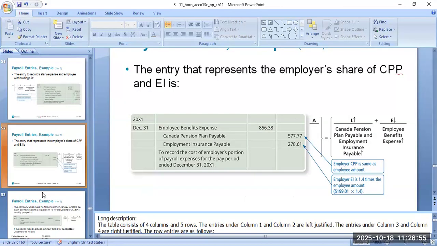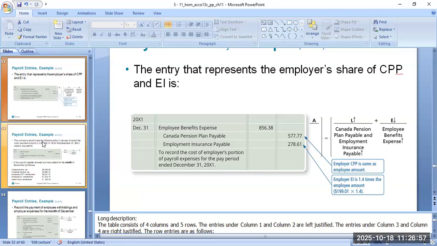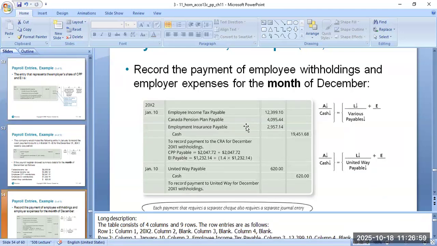Everything else is payable. And with the last entry, we have to clear all the payables. We're going to pay the employee income tax payable, Canada Pension Plan payable, employment insurance payable, and we're going to pay cash. Then we have to pay United Way payables, third party, in cash now. And we're done with this.